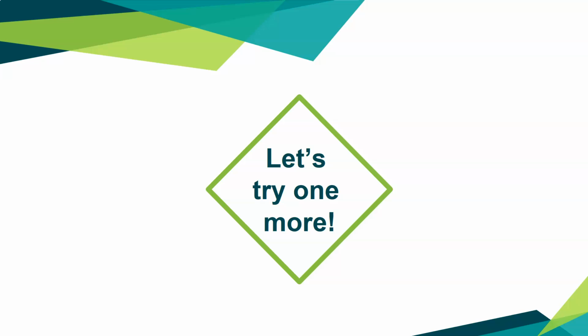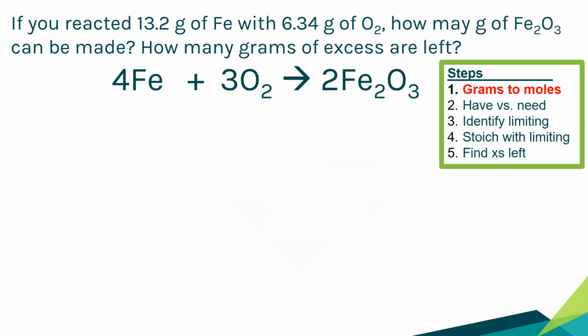So let's try one more. This time it says if we react 13.2 grams of iron with 6.34 grams of oxygen, how many grams of iron oxide can be made? How many grams of excess are left?